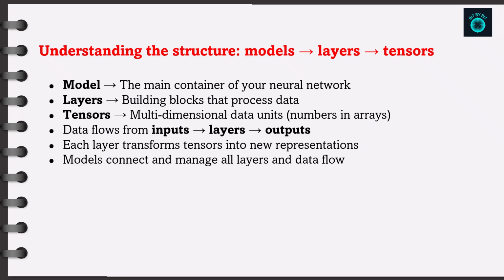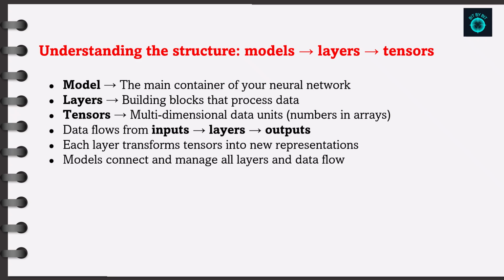Understanding the structure. Models, layers, tensors. A model is the main structure that holds everything together. It defines how the data moves through the network from start to finish. Layers are the building blocks of the model. Each layer performs a small operation. For example, it may combine inputs, apply weights, or use an activation function. When you stack layers together, they form the full neural network.